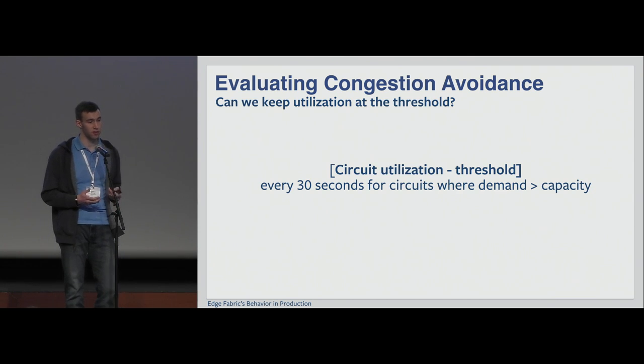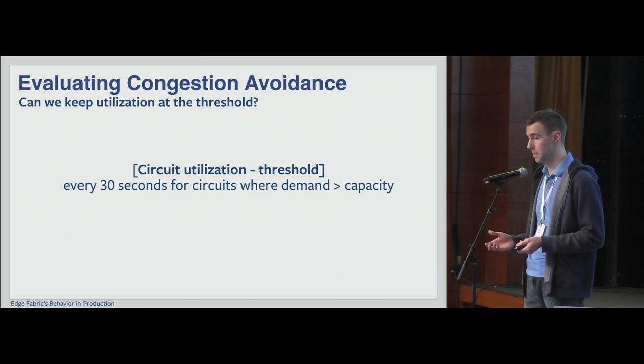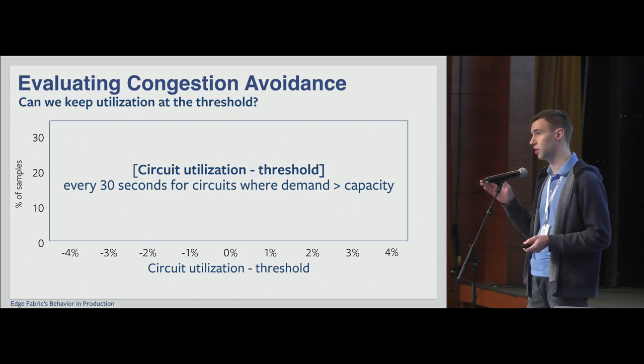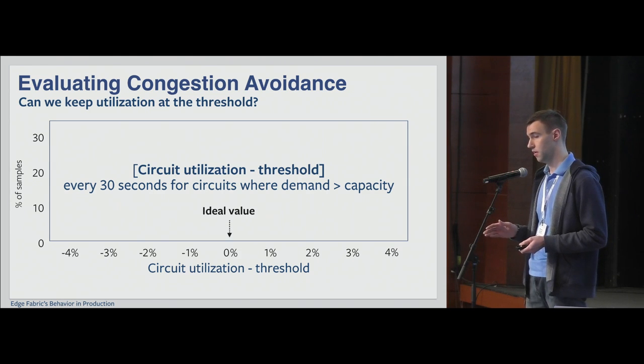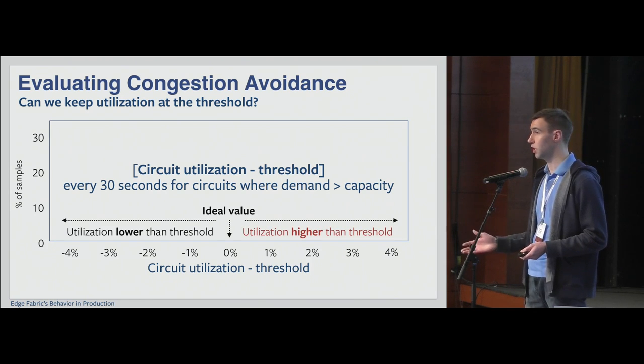Now the next question here is, can we keep utilization at that 95% threshold? And to analyze that, what we did is we looked at the circuit utilization against the threshold every 30 seconds for circuits where Edge Fabric was actively intervening. And in this figure, what we want is as much around that zero mark as possible, because that means we're keeping the utilization right at that 95% threshold. Anything to the left means that the utilization is lower. Anything to the right means that it's higher and we end up with potential loss during bursts.